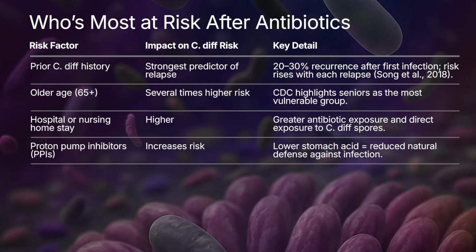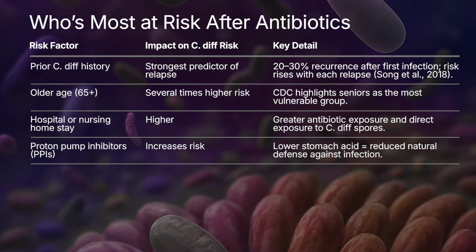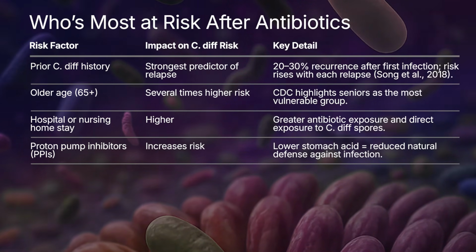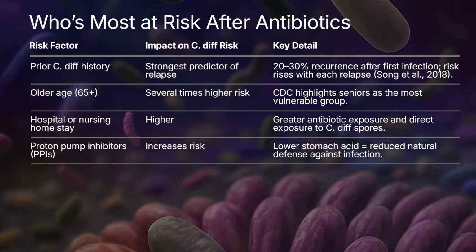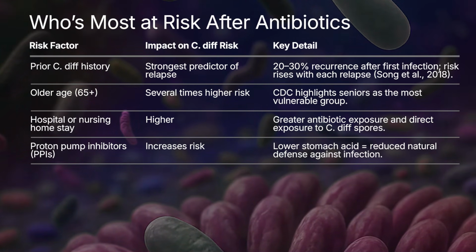And another really big risk factor is the use of proton pump inhibitors. This is a medication often taken for acid reflux. And this shows up in research as raising the risk of C. diff because it lowers the stomach acid.